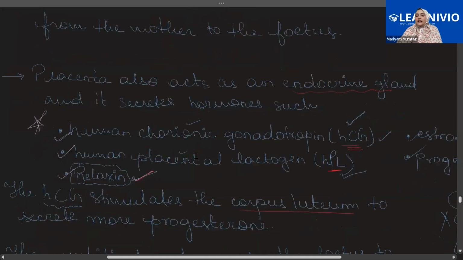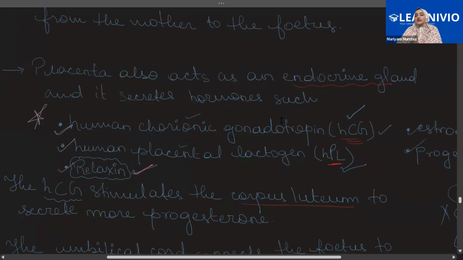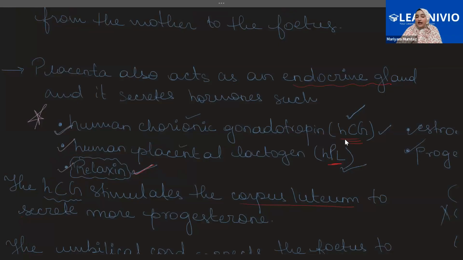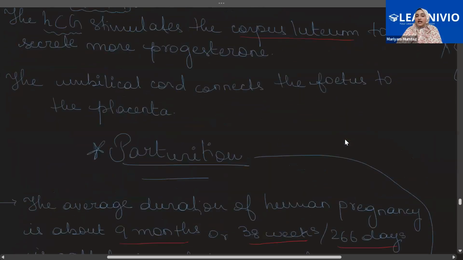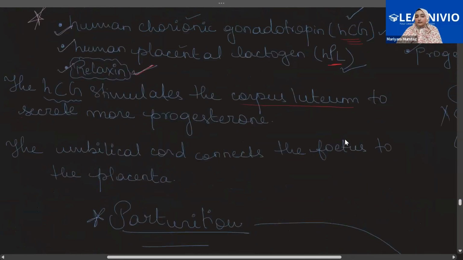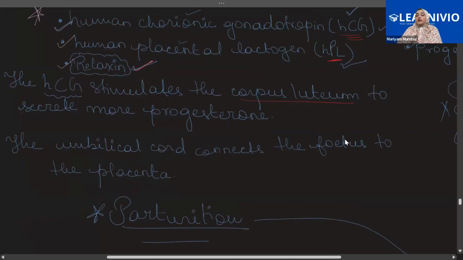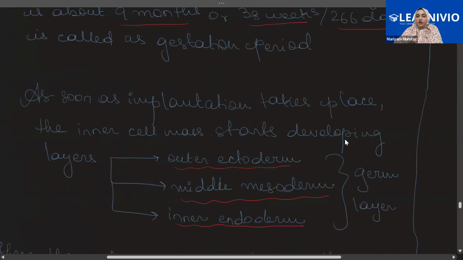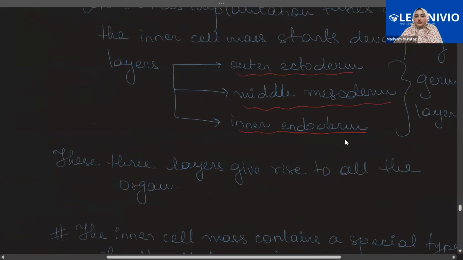Placenta also acts like an endocrine gland, and it secretes hormones such as human chorionic gonadotrophin, human placental lactogen, and relaxin. And if you remember in the previous class, I did tell you that these hormones are only secreted in the case of pregnant females. I think we had also discussed parturition, isn't it?